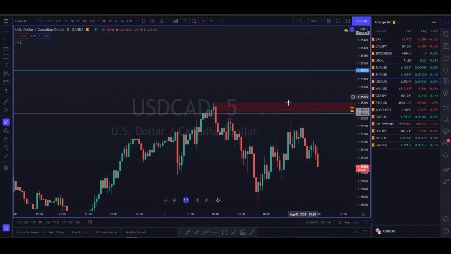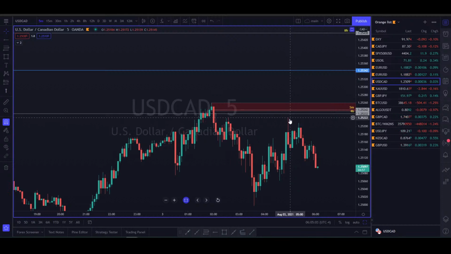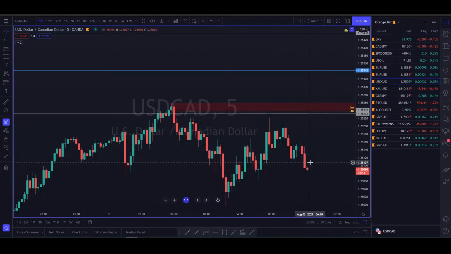My style is taking those resistance tests. This was a complete and total legitimate resistance test. It didn't test hourly or 8-hour, 4-hour resistance. It tested 5-minute resistance, and the market said, okay, and now we're trading lower. So it's up to you what you wait on.